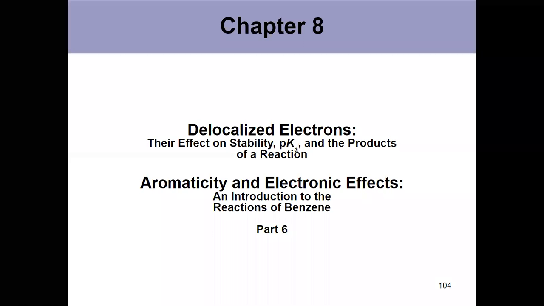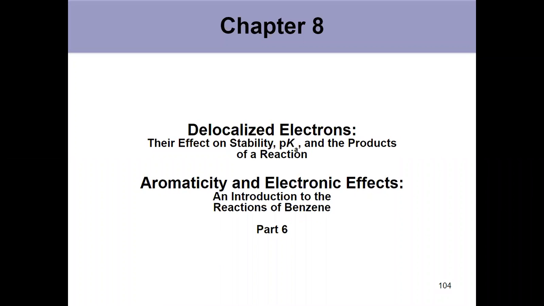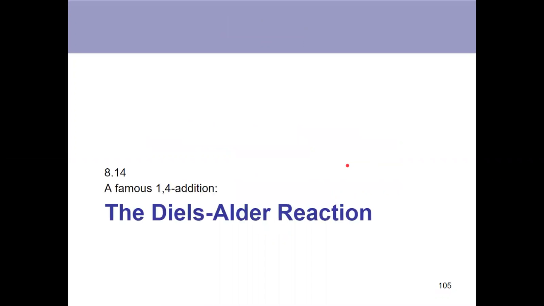Part 6 from Chapter 8 is focused on one thing and one thing only. That is the Diels-Alder reaction, which has to do with dienes. It's another famous reaction because you can use it to make carbon-carbon bonds. And if you recall from Chapter 7, I told you that that's not trivial to do in organic chemistry. So this is another thing to have in the toolbox to make carbon-carbon bonds, specifically to make cyclic compounds.